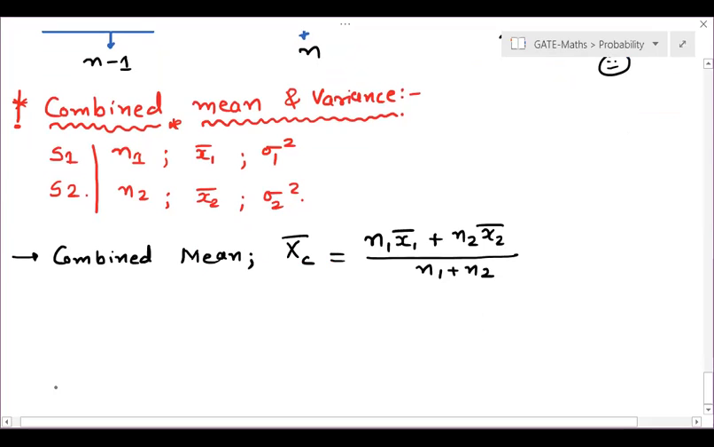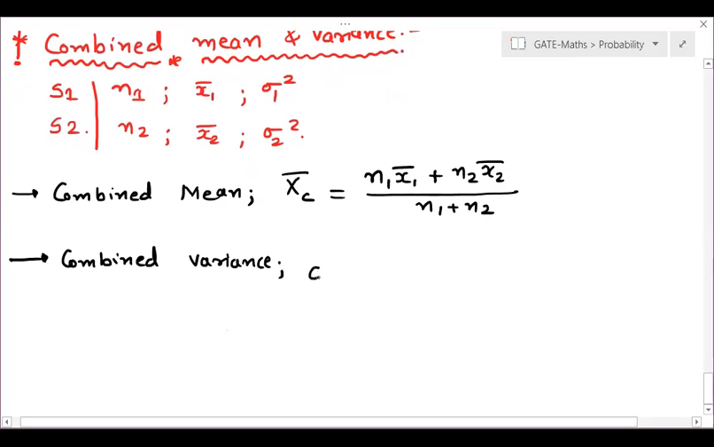Now for the combined variance, or combined standard deviation, see over here. For the combined variance, sigma square is equal to n1 sigma 1 square plus n2 sigma 2 square plus n1 d1 square plus n2 d2 square, whole divided by n1 plus n2.